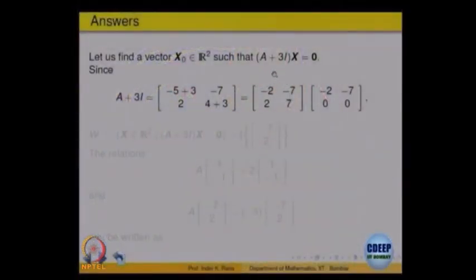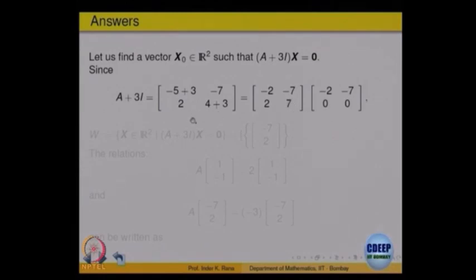So, let us come back. I am looking at the solution for lambda equal to minus 3, A minus 3I, okay. Lambda is minus 3, so A plus 3I equal to 0. We are trying to solve this system. So, this is what it comes out. So, how do you solve the system?